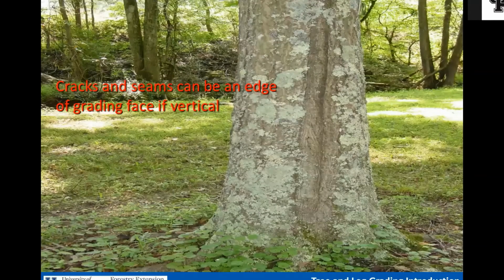Any cracks and seams can be put on the edge of a grading face if it's vertical and goes straight up the tree, as you can see in this example.